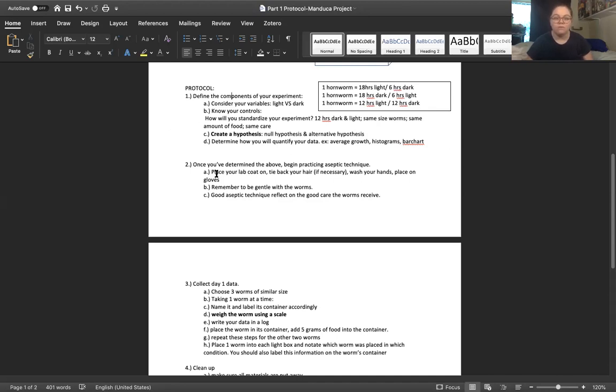So before you even start grabbing worms or anything like that, I would have had you guys talk in your group and define these components. I would have gone through each table, and I would have wanted your answers. What are your variables? The variables in this experiment are light and dark, and your control, but more than that, your dependent variable becomes growth, right? So I should probably add that in.